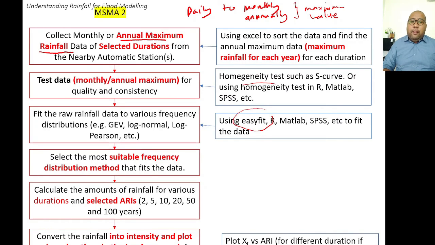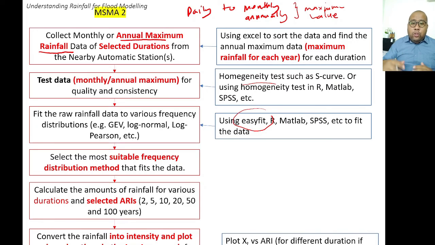Easy Fit is a simple software, and I think you can download it from the internet, and they give you a trial. I think it's around one month. Okay, you can download it and then try it with your data. Meaning you have annual rainfall data, annual maximum rainfall, and then you put it into Easy Fit.